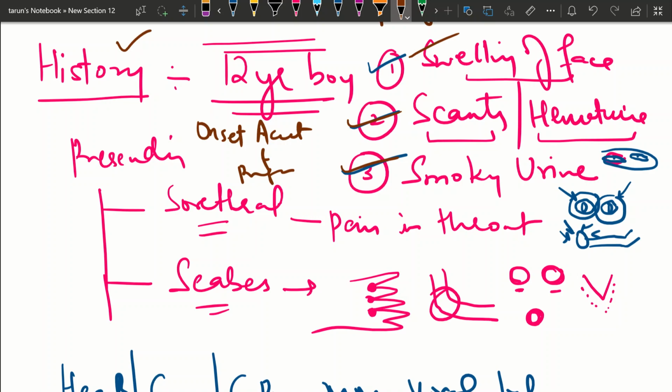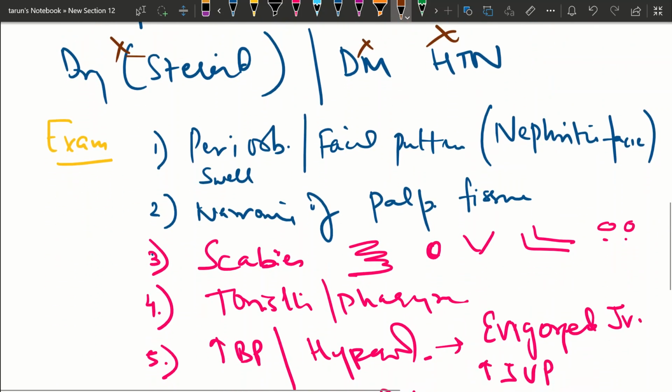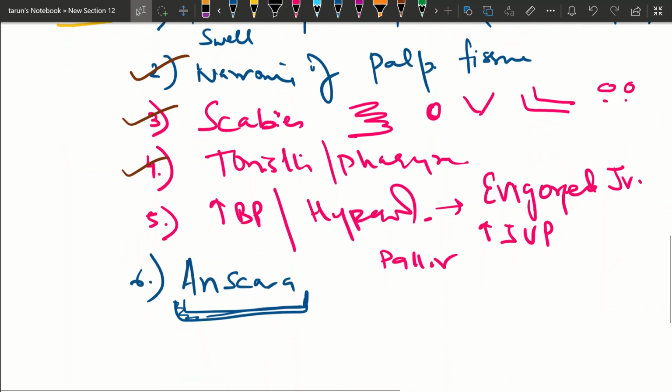Then you have to take the negative history, like you will rule out that there is no history of hepatitis B, no history of hepatitis C. You have to rule out chicken pox, measles, mumps, viral infection, history of drug intake like steroid, diabetes and hypertension. Then on examination, you will find the periorbital or facial puffiness. You will see the narrowing of the palpebral fissure. You will see the lesions of scabies. You will see tonsillitis, tonsil enlargement, pharynx congestion, and BP will be raised, and there will be engorged neck veins, and you can also find anasarca.